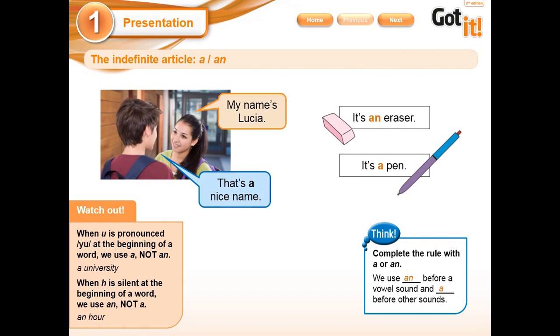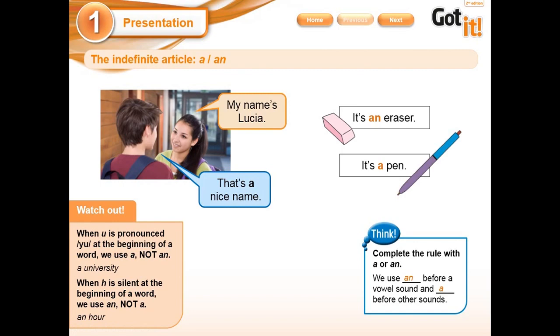When you, it's pronounced you, at the beginning of a word, we must use a, not an. For example, university. You see, the spelling is U, as you said this in Spanish, but the pronunciation is you. So the most important here is the pronunciation. That's why it says a university, and the second one is the same. The spelling is with H, but the sound is our, so the sound is a vowel, so we must use an hour, okay? A university, an hour.